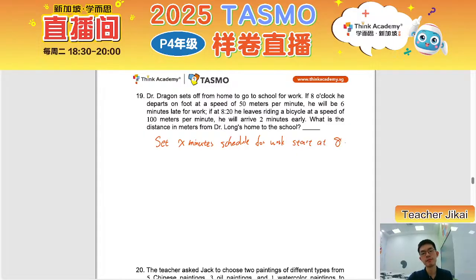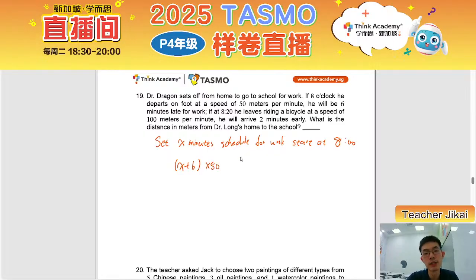So just imagine the deadline for when he starts work, and the total duration between 8 and this time is x minutes. So we can know the total distance here, right? He starts at 8 o'clock and he will be 6 minutes late. So how long is he traveling? x plus 6 minutes in total, right? He traveled for x plus 6 minutes, and we know the speed is 50.